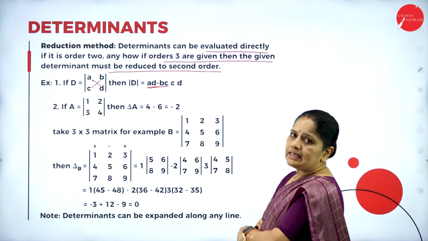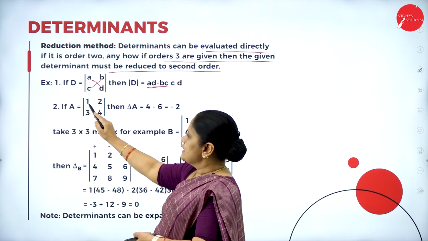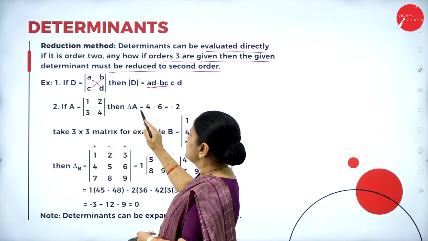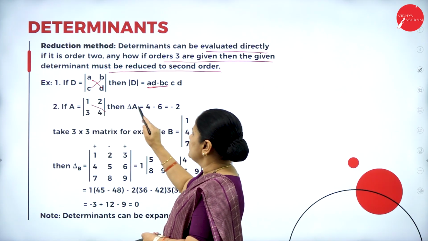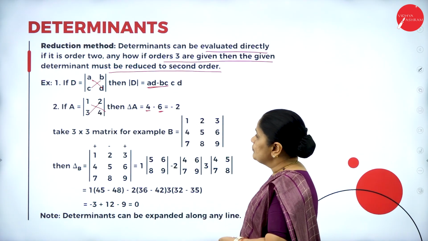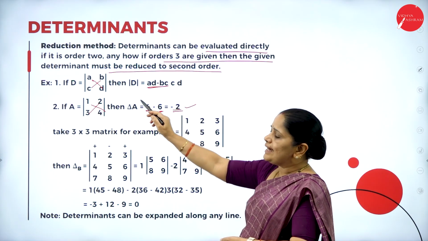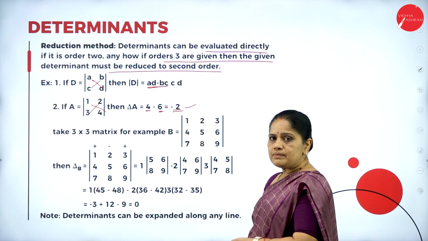Suppose I have a matrix of the order 2. So, if A is the matrix 1, 2, 3, 4, then delta A will be equal to 1 into 4, 4, minus 2 into 3 is 6. So, 4 minus 6 is minus 2. So, this is the value of the determinant of this matrix.